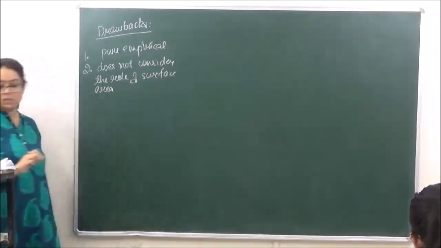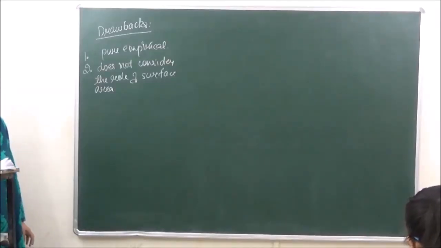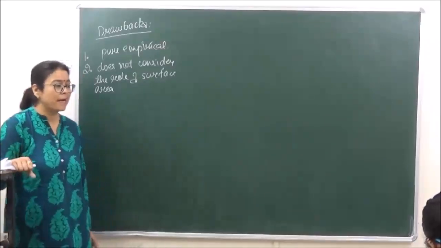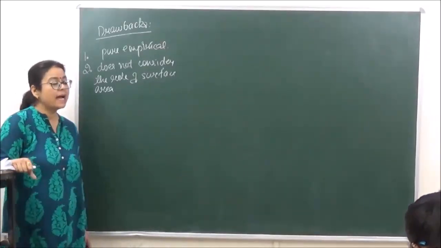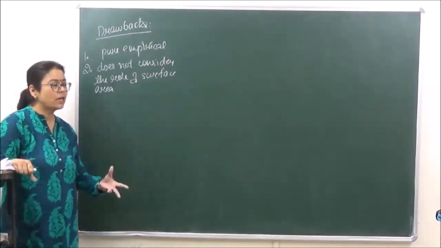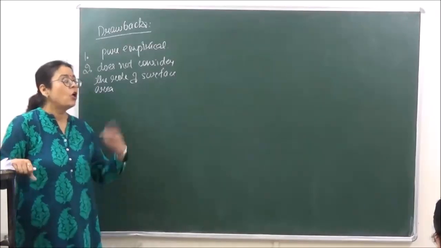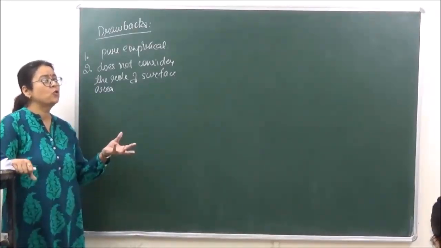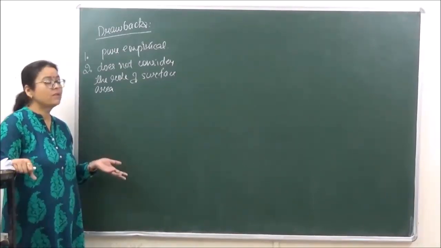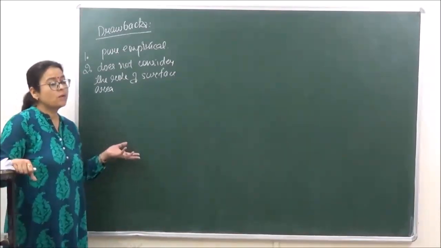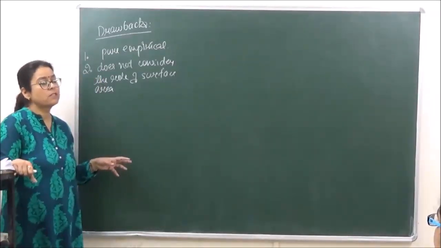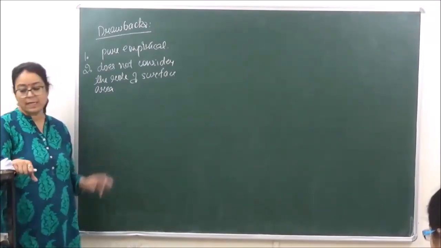It does not consider the role of surface area, because when we were looking at the factors on which the extent of adsorption was depending, surface area had a big role to play. That is the reason why we were activating the charcoal to increase the surface area, or we were breaking the pieces, taking finely divided metals, that was also to increase the surface area. But the Freundlich adsorption isotherm is not taking into consideration the effect of surface area on extent of adsorption. So that was another drawback.